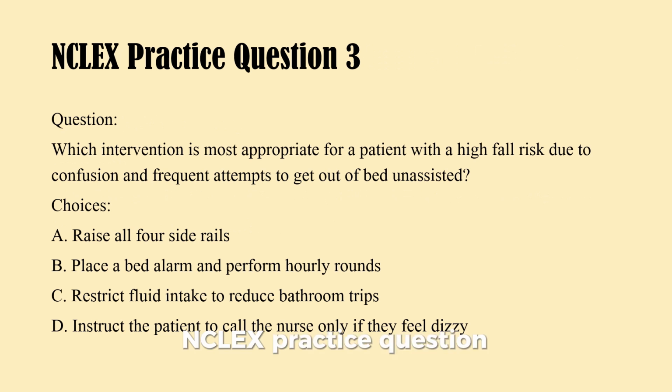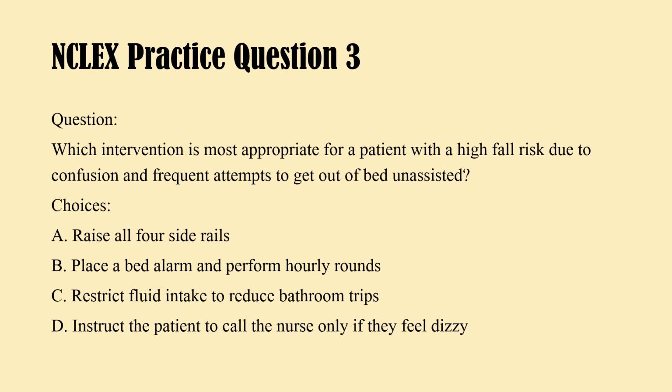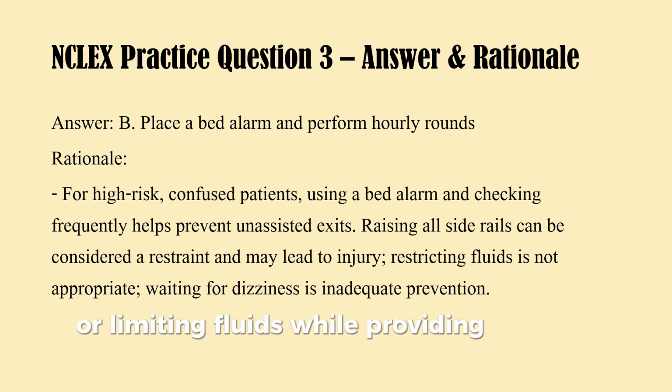NCLEX practice. Question 3. Which intervention is most appropriate for a patient with a high fall risk due to confusion and frequent attempts to get out of bed unassisted? A. Raise all four side rails. B. Place a bed alarm and perform hourly rounds. C. Restrict fluid intake to reduce bathroom trips. D. Instruct the patient to call the nurse only if they feel dizzy. The answer is B. Place a bed alarm and perform hourly rounds. This combination prevents unassisted exits and is safer than raising all side rails or limiting fluids while providing proactive support.